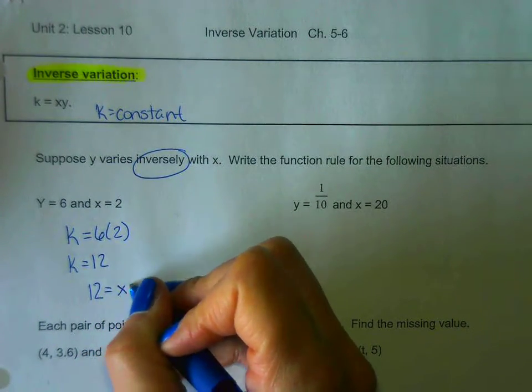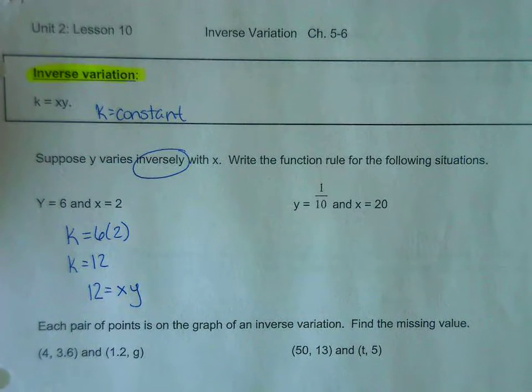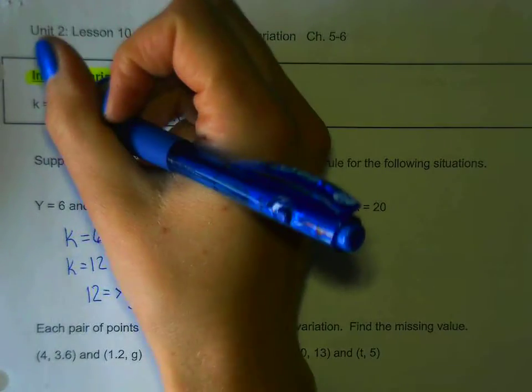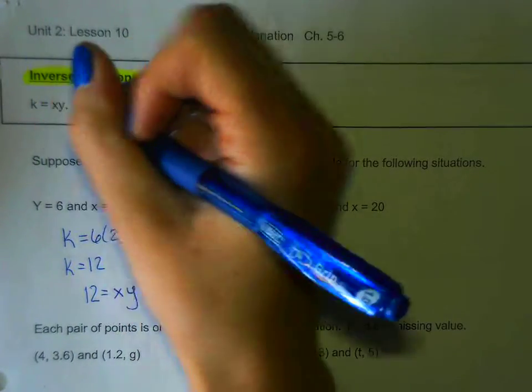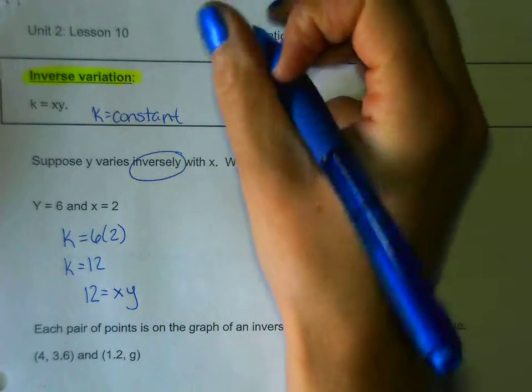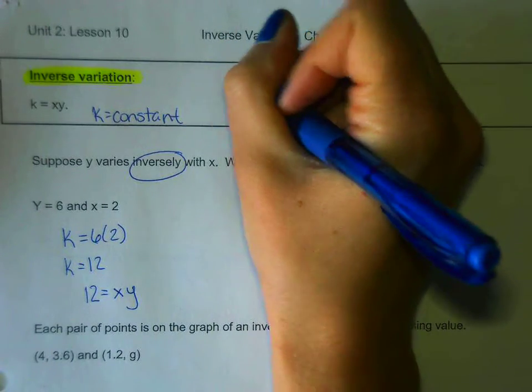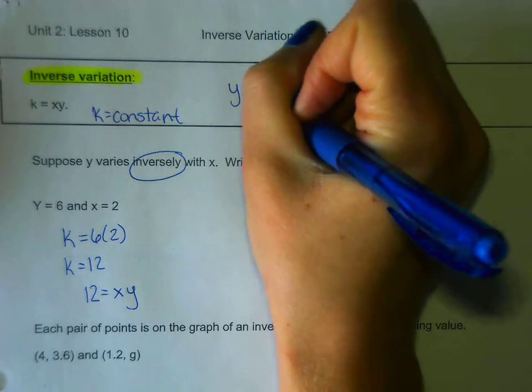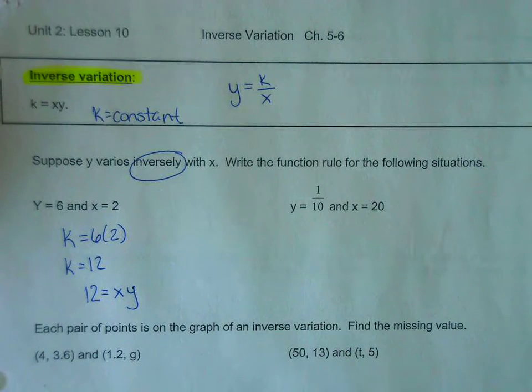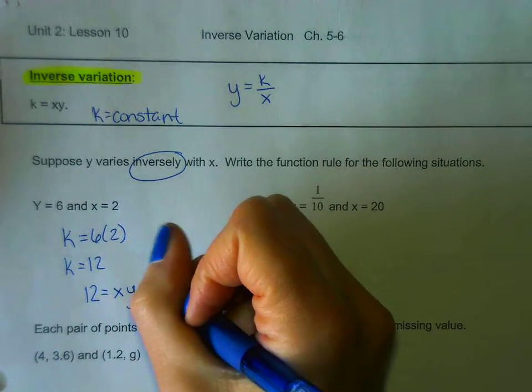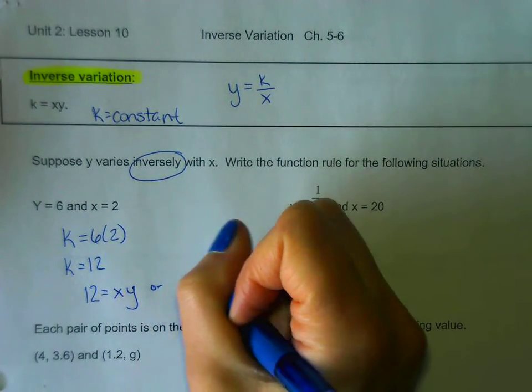If you want to look at inverse variation a little bit differently, if we want y by itself, if we divided both sides by x, we could say that y equals k divided by x, which we won't look at that much. So this one we could have also said that y equals 12 divided by x. Either way works, that would be our inverse variation.